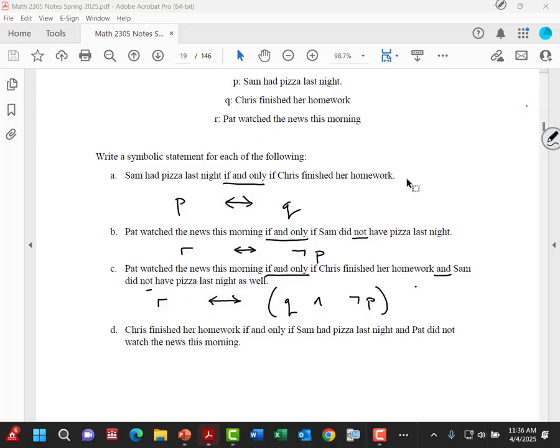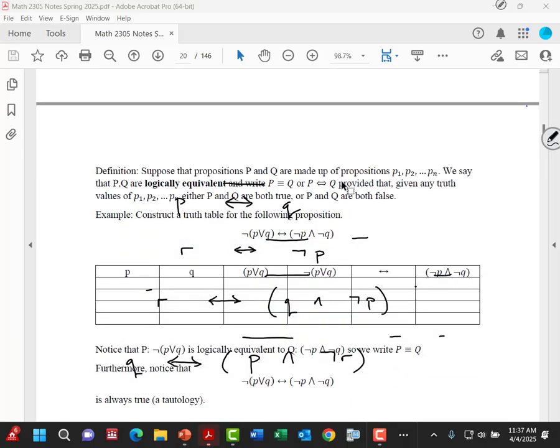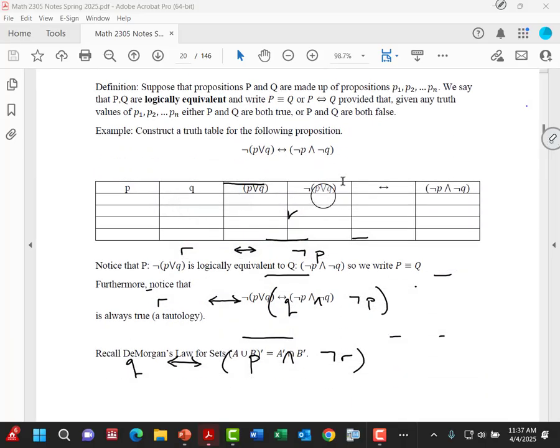Okay, lastly, Chris finished her homework if and only if, so Q, if and only if Sam had pizza last night and Pat did not watch the morning news. So this would be P and not R. So this helps us begin to see how we would make symbols and these logical connectors out of these statements in English. Okay? Now, let's take a look at a definition.